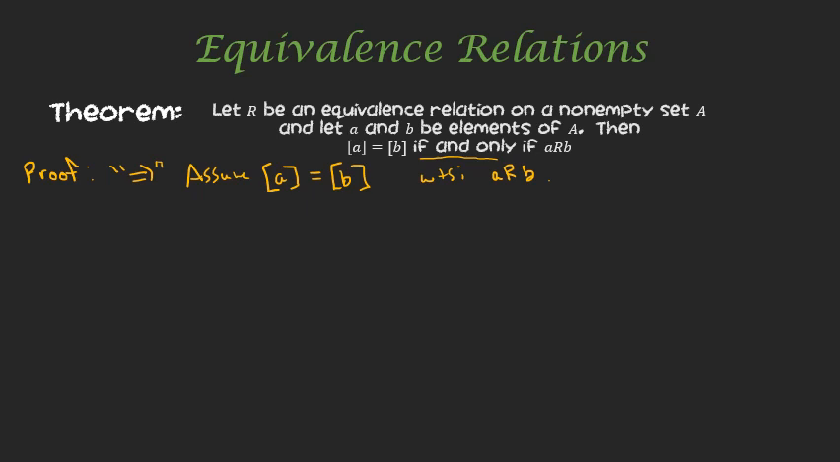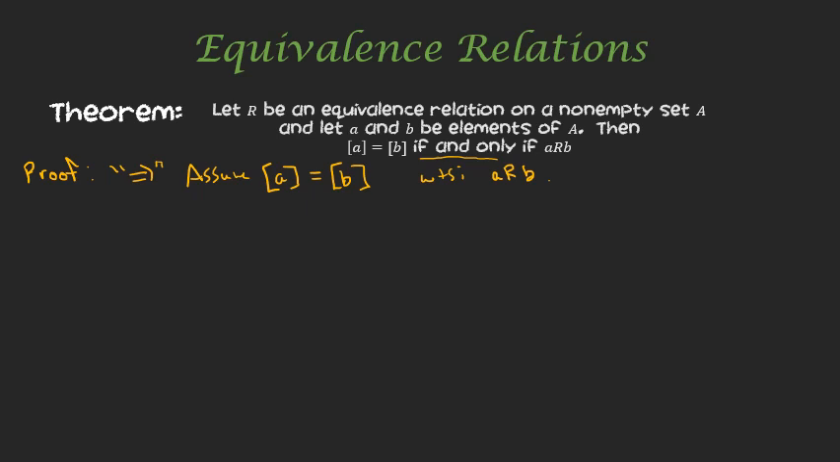Okay, well, let's think for a second. I want to show a is related to b, and I know their equivalence classes are the same. It seems like this should be pretty obvious, right? Because the element a is in the equivalence class containing a, and that equivalence class is the same as the equivalence class containing b, so I know a is in the equivalence class containing b, which means, by definition of equivalence class, that b is related to a. So let's go from there.